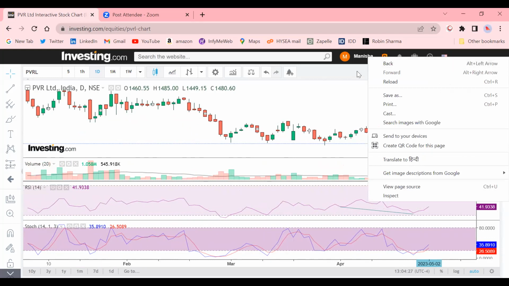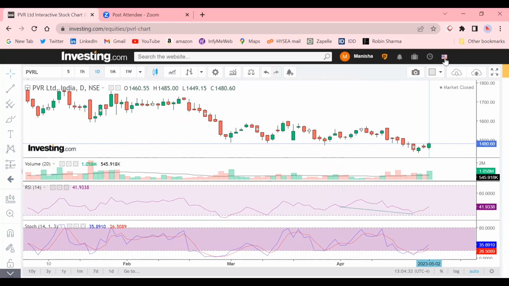Nothing much changes. If you just left click, it will give you more flag options. Anyway, that's fine. You can ignore it also. I don't know why it's not allowing me to change. Okay, that's fine. Maybe leave it. There may be some other issue.